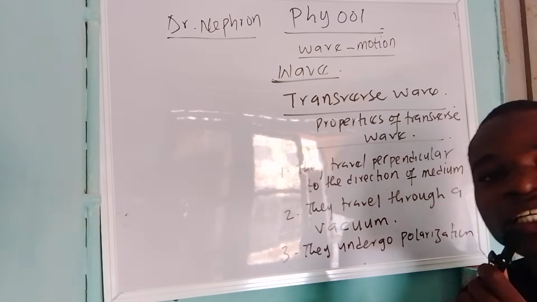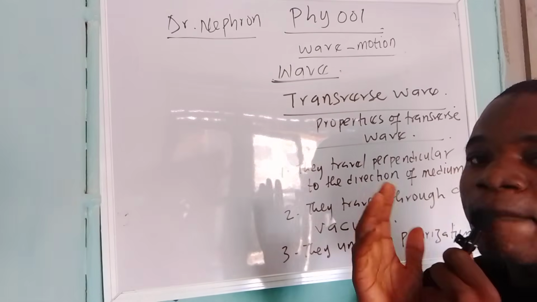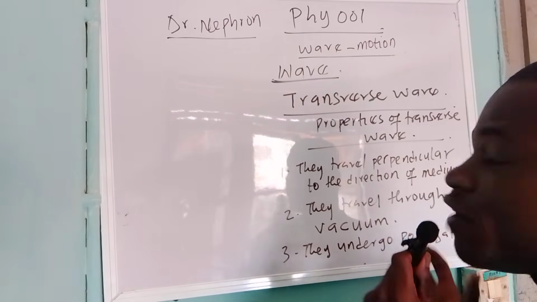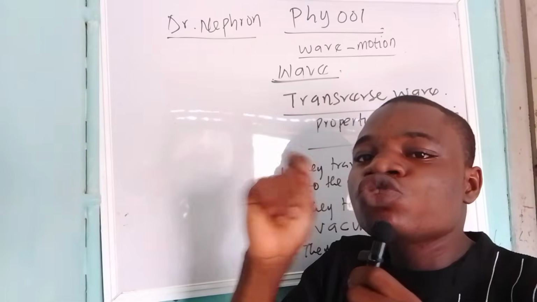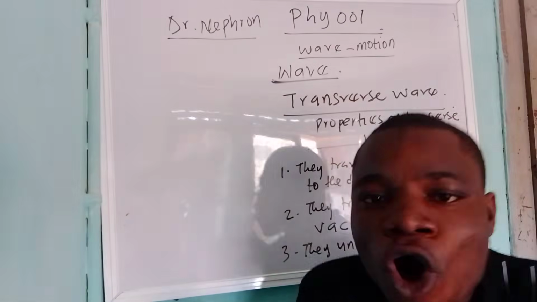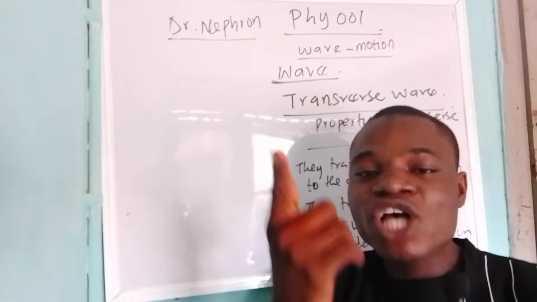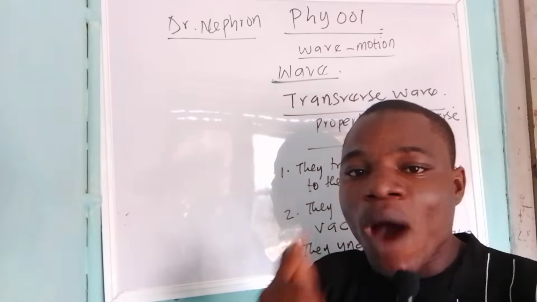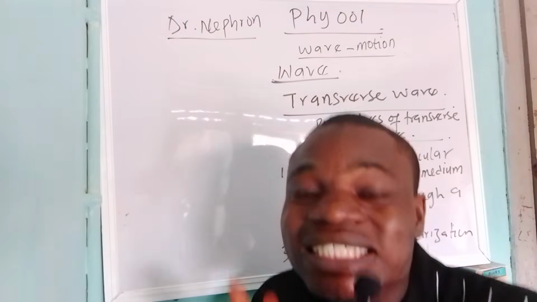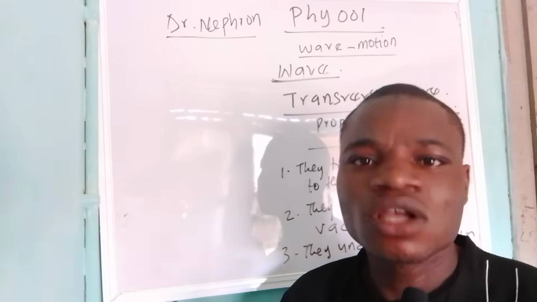So the three properties of transverse wave are: number one, they travel perpendicular to the direction of the medium. Number two, they travel through a vacuum. Do not forget that longitudinal wave cannot travel through a vacuum. If they ask what we can use to distinguish between longitudinal wave and transverse wave, it is that transverse wave can pass through a vacuum, while longitudinal wave cannot. And the last one is that transverse wave can undergo polarization, while longitudinal wave cannot. Hope you get what I'm saying now.